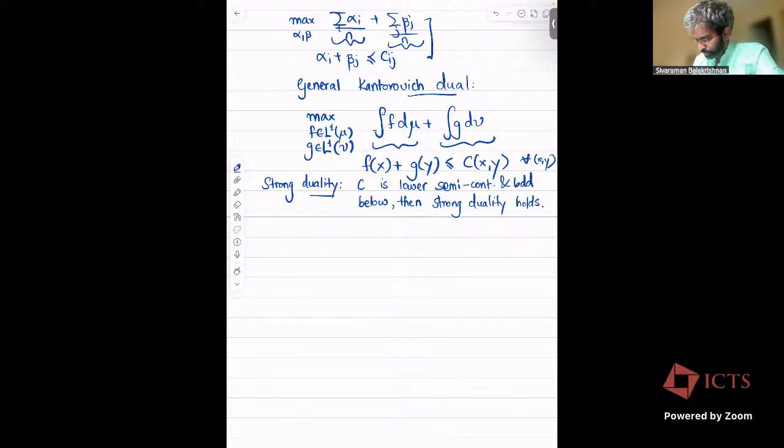For us, this will just mean that as long as our cost satisfies this, there is some vague intuition: if strong duality holds and it's an LP, then you should expect that there will be some relationship between the primal solutions and dual solutions. And we'll see what those relationships are today.